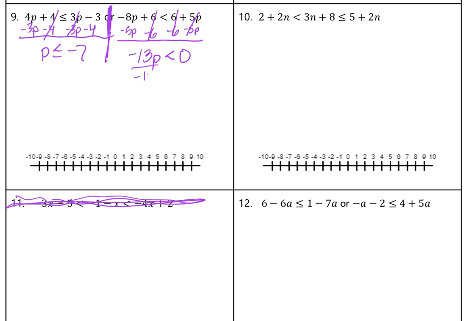And we divide by -13, and the fact that we are dividing by a negative means that we would flip that around and make it greater than 0. So graphing this would be a filled in circle on -7 and an open circle on 0.